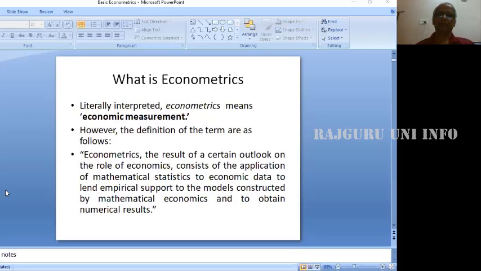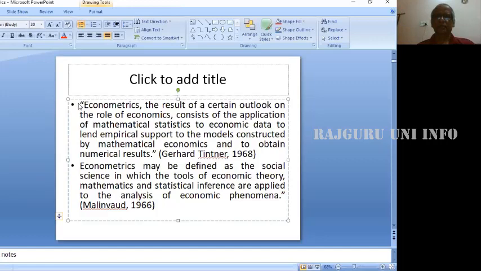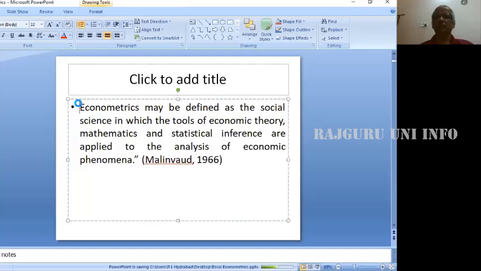We have other definitions. Econometrics may be defined as a social science in which the tools of economic theory, mathematics and statistical inference are applied to the analysis of economic phenomena, any underlying phenomena.